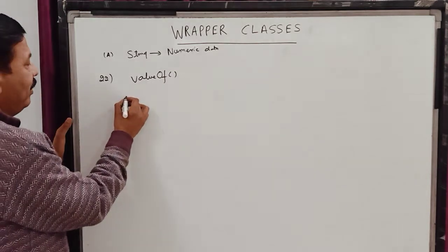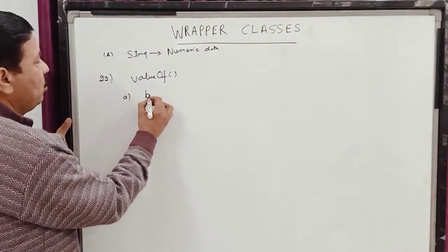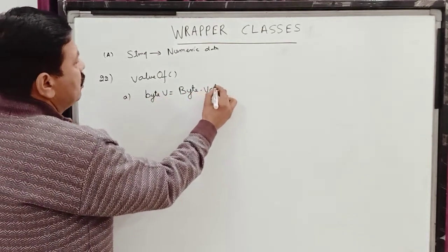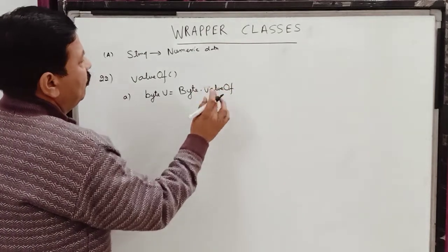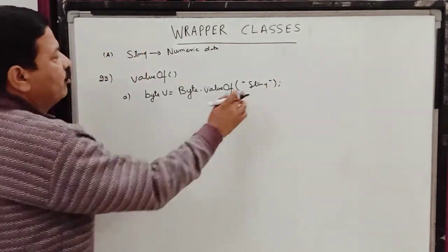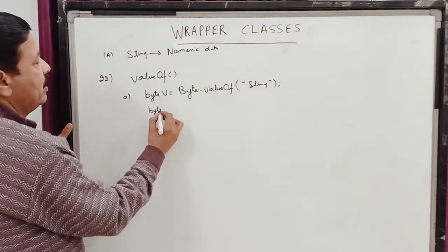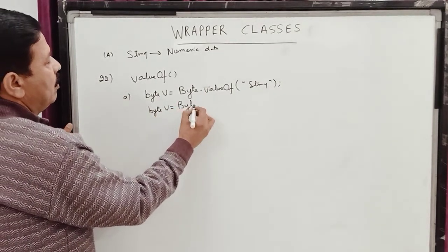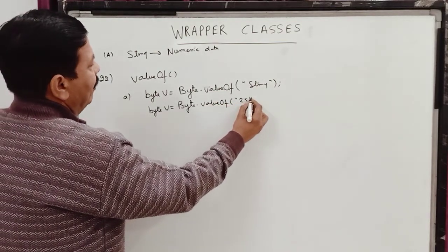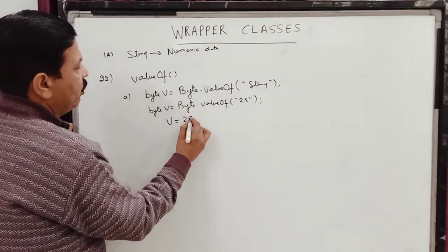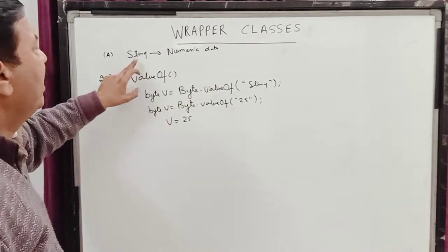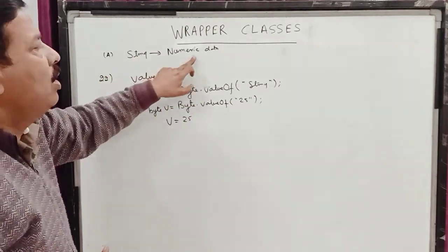Now, children, since we have many numeric data types, to convert into byte we write byte v is equal to Byte.valueOf, where the v is small but the O in of is capital, and you write a string value. Say for example we write byte v is equal to Byte.valueOf, and I write 25. So this value gets converted into numeric data type of type byte. So valueOf is also converting a string numeric value into a numeric value.